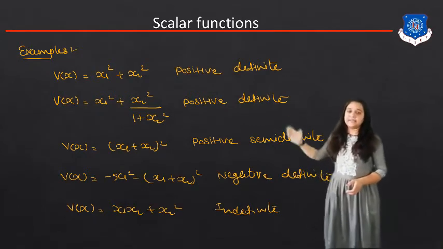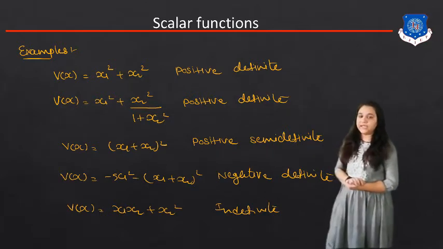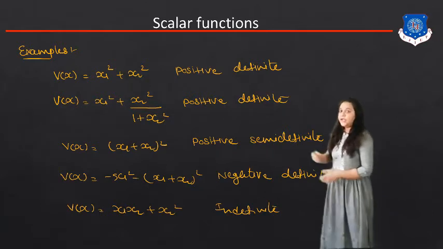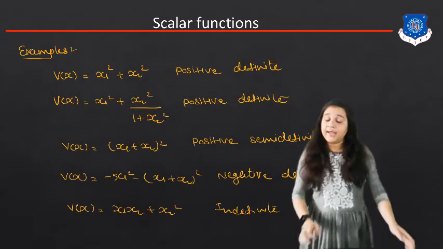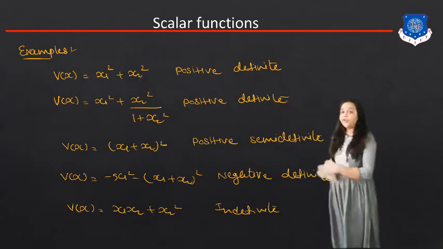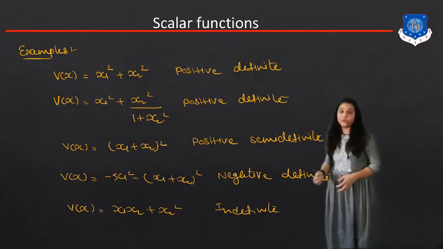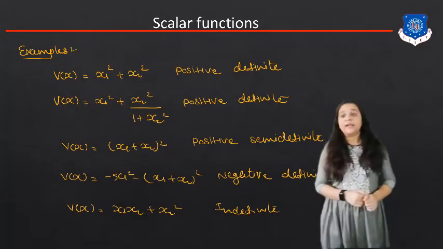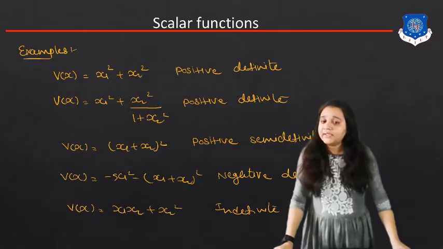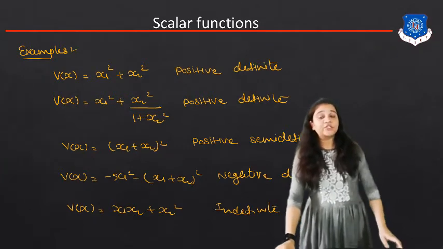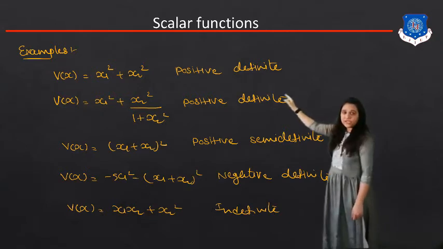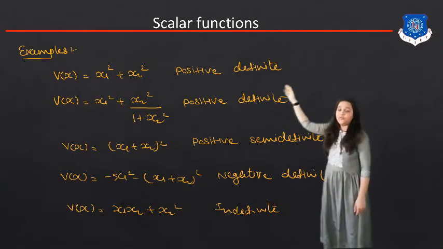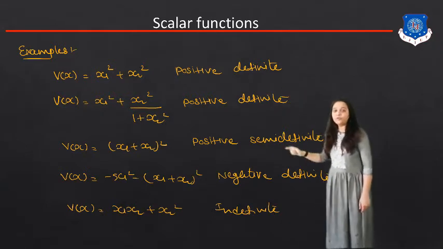So these are the examples given for positive and negative definite. If the value of V(x) is x1 square plus x2 square, and we put in different values of x1 and x2, we get an answer that is greater than 0 or equal to 0, so it is known as positive definite. So you have to put different values of x1 and x2 in the first equation and check.